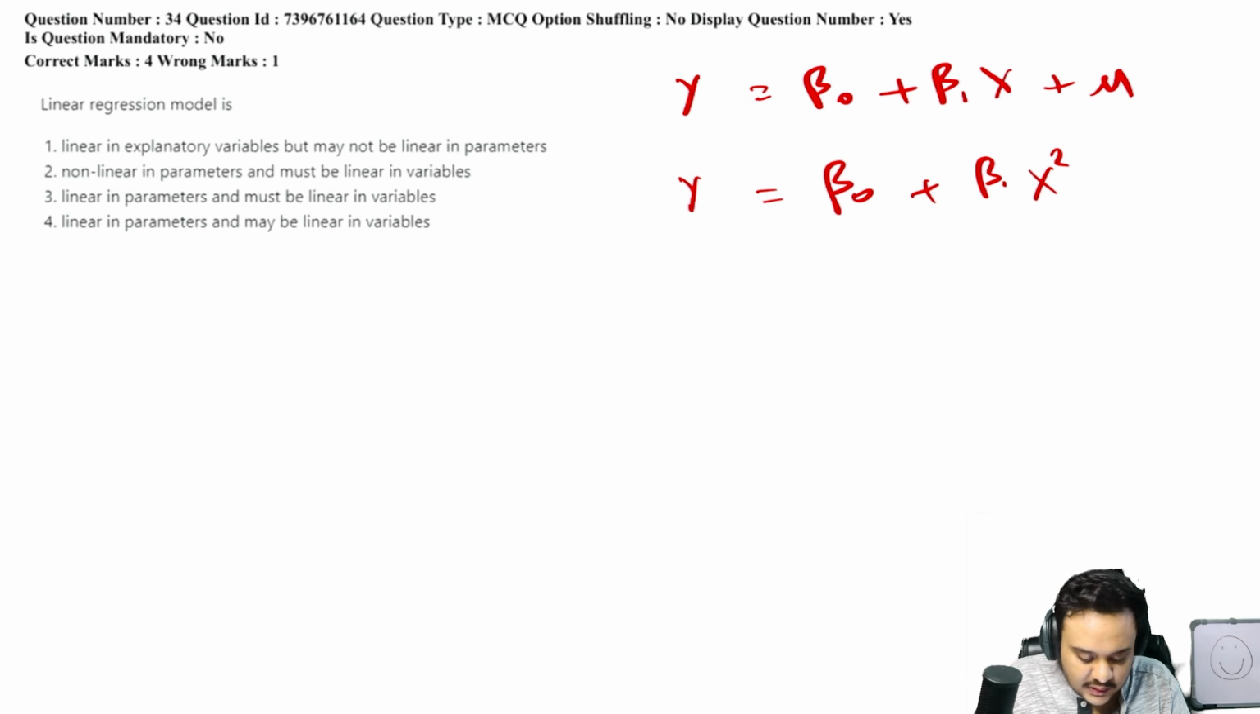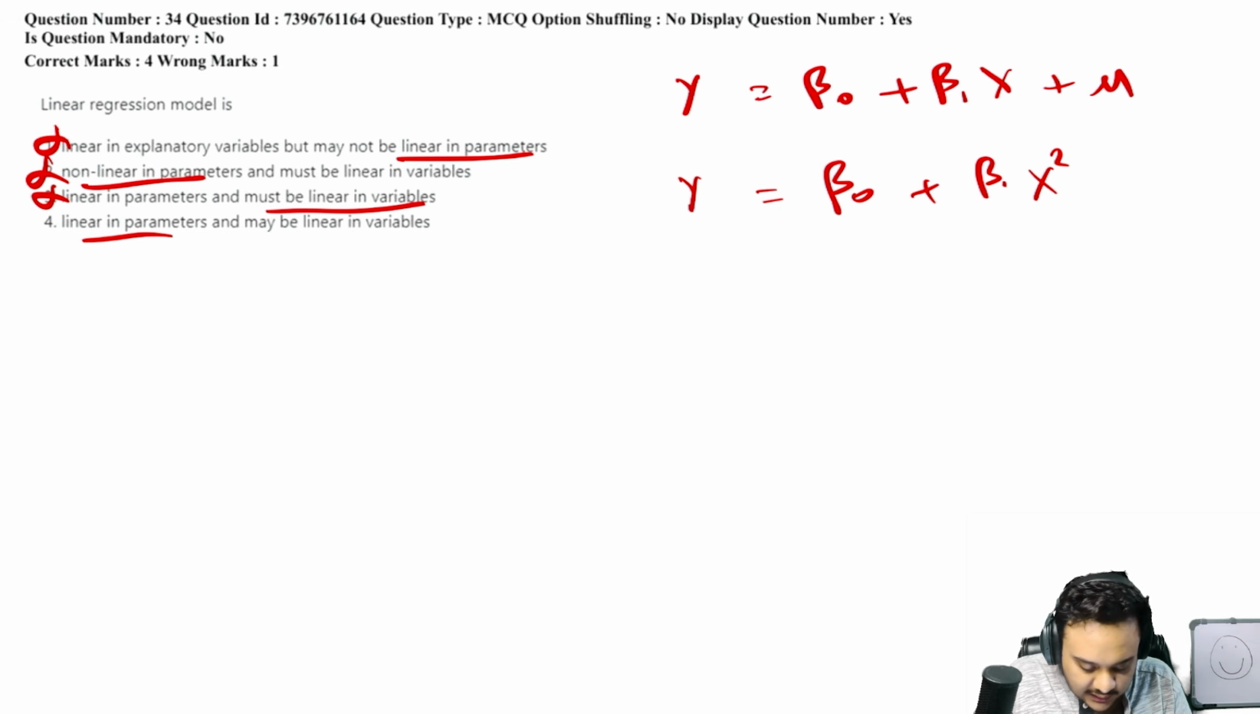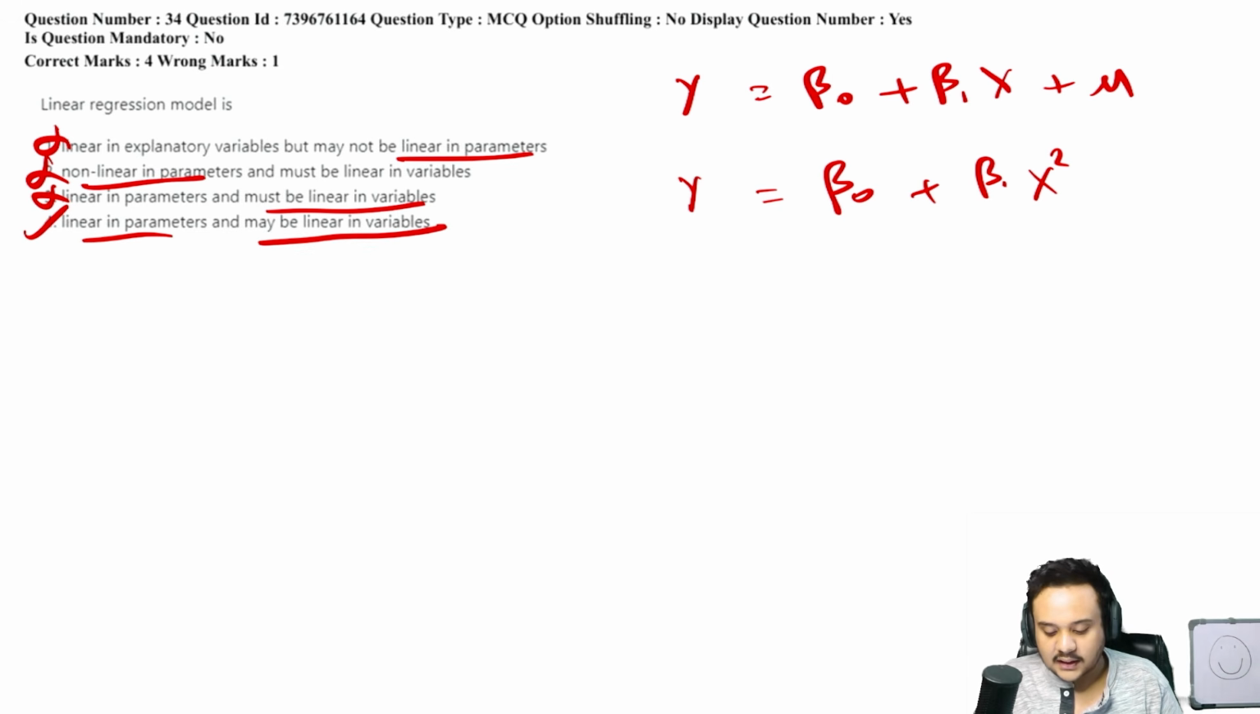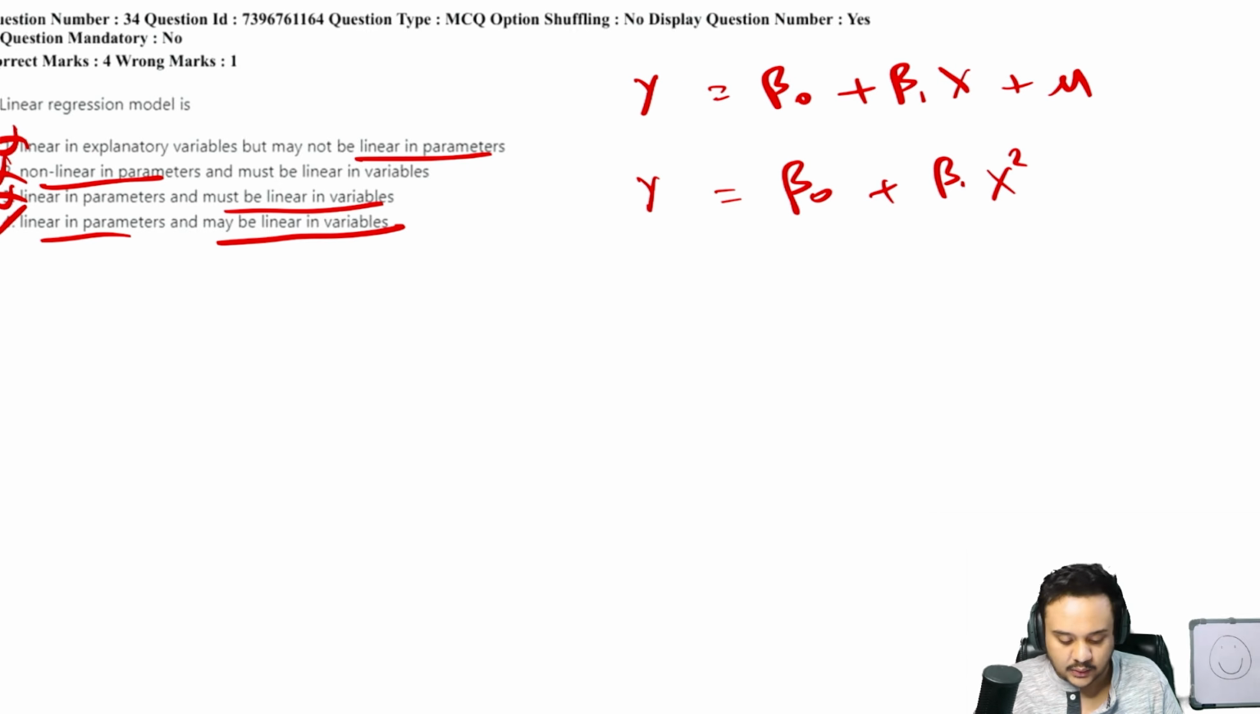Now if you look at the options: may not be linear in parameters, wrong; non-linear in parameters, wrong; must be linear in variables, wrong; linear in parameters and may be linear in variables, yes, that is the right answer. These are just basics that you can find in any standard book as well. Okay, so let us move on.